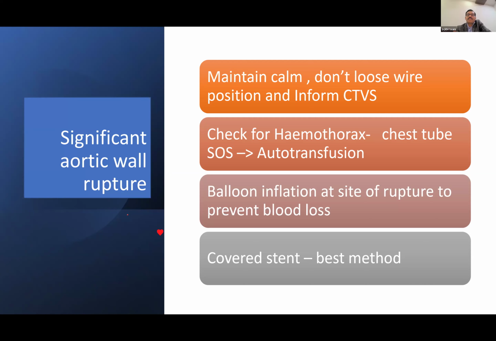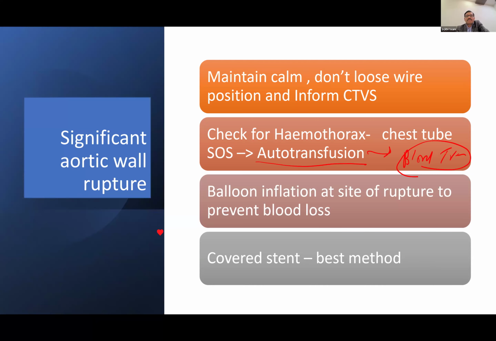Don't lose wire position and inform the CTVS surgeon. First step is don't lose wire position, inform CTVS. Check for hemothorax and place a chest tube most of the times, and blood can be auto-transfused. Always, in newborn coarctation, a blood transfusion unit should be ready. One blood bag should be ready, always.